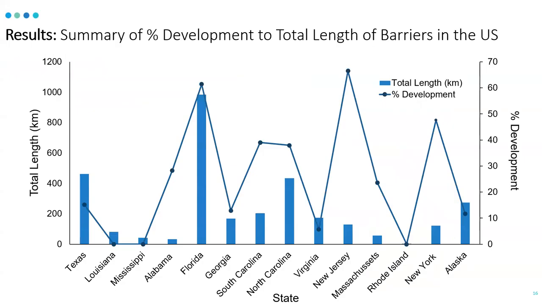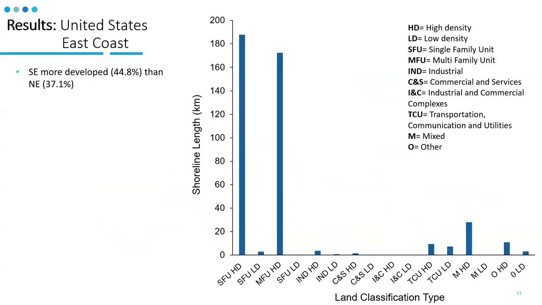This figure shows the summary of percent development to total length of barriers in the United States. Florida and New Jersey stand out as the most developed barrier systems, while Rhode Island is the only state with 0% development on its barrier shorelines. I wanted to zoom into the United States East Coast because it stood out as containing the most length and development in the United States and in the world.